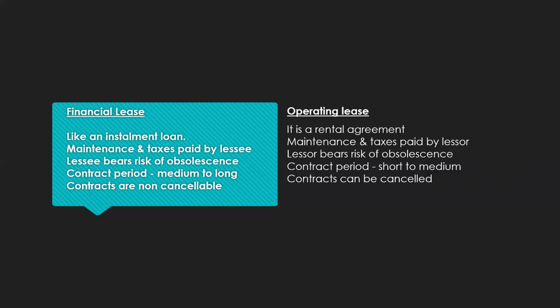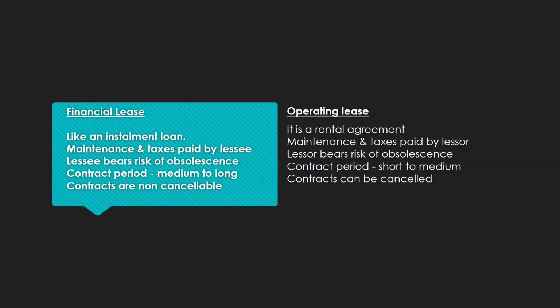The lessor will not be bothered about all that. Whereas in operating lease, maintenance and taxes will be paid by the lessor, who is the actual owner of the asset. The third difference is that the lessee bears the risk of obsolescence. Obsolescence is the risk of the technology getting outdated. That is, latest technologies will be introduced in that field, and the equipment that you are holding will be outdated. And then the value of that asset will go down.